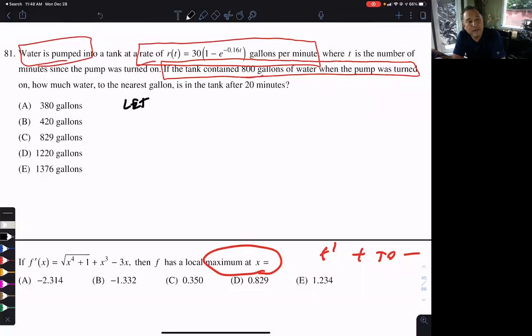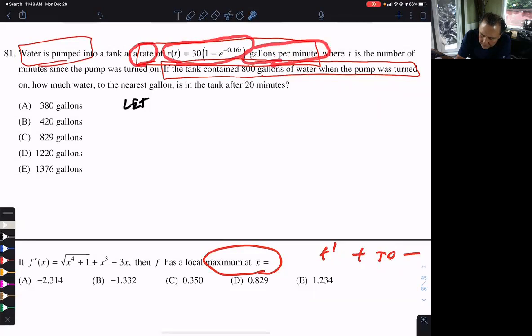So this is 2012, number 81. R of t, what is R of t? It's the rate, so it's the derivative of water being pumped into a tank. So it's the derivative of the amount of water. They're telling us that the water started with 800 gallons, and they want to know how much water is in a tank after 20 minutes.